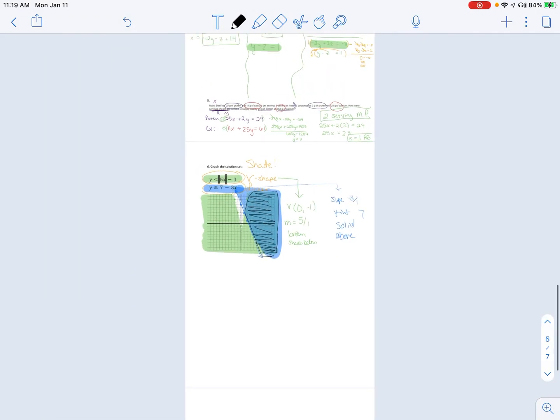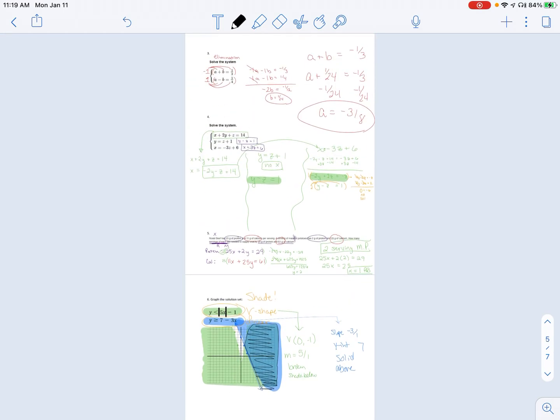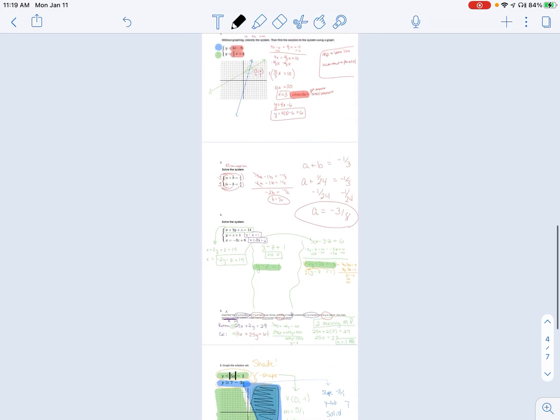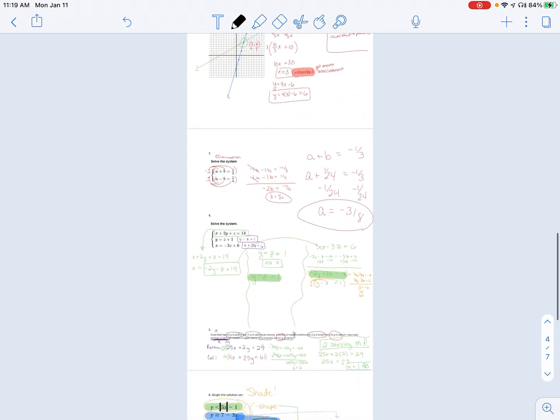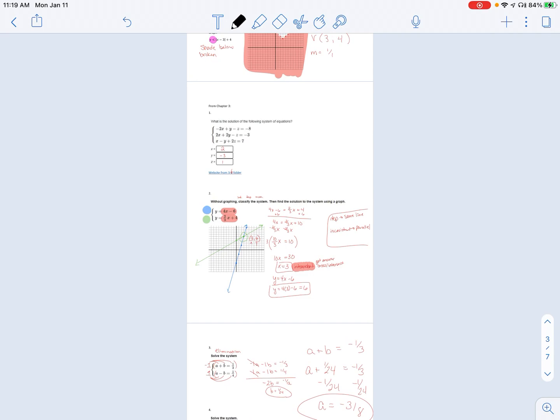So key points: make sure you know elimination and substitution. Make sure you can graph. Make sure you know the difference between straight lines versus V's. And make sure you know how to use that website unless you like that 3-column method. I don't know many people who do. And please remember that photo math will not be a thing on the final.